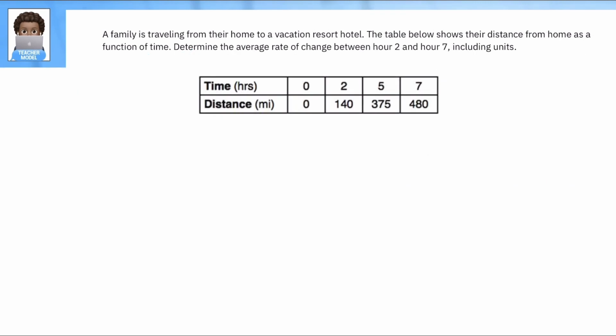For our last example, we're going to use a table, and we already have coordinates here. Here's our question. A family is traveling from their home to a vacation resort. The table shows their distance from the home as a function of time. Determine the average rate of change between hours 2 and hour 7. So here we have our interval. And so we're going to find that rate of change.